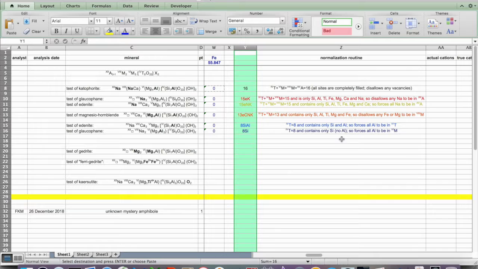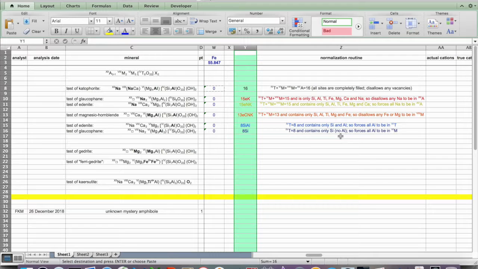And the other possibility would be that the tetrahedral site only contains silicon, and it forces all the aluminum, or any aluminum that's present, to be in the 6 coordinated metal site. So that is the other limitation. And again, I have aluminum highlighted in the etonite and glaucophane to show you examples of both of those N members. So these are the 6 different possible ways of normalizing an amphibole.